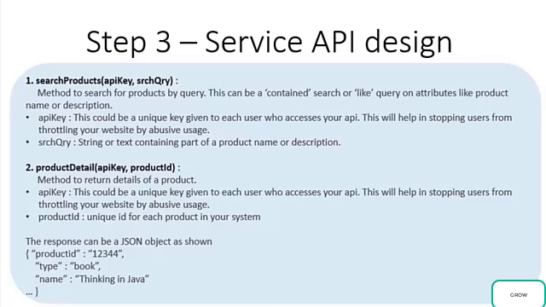Search query will contain the search text. API key is nothing but a key that is used to check who is accessing your system, and based on this key you can throttle the users. Usually this attribute is used in third-party APIs. Product detail is another important method where you can give a description of a product based on product ID, which is a unique ID given to each product.